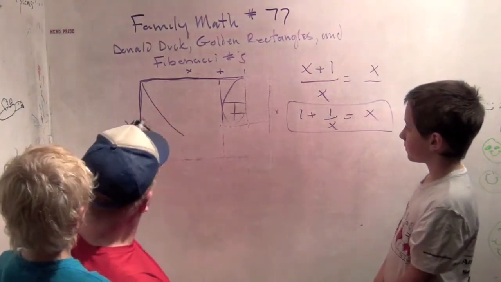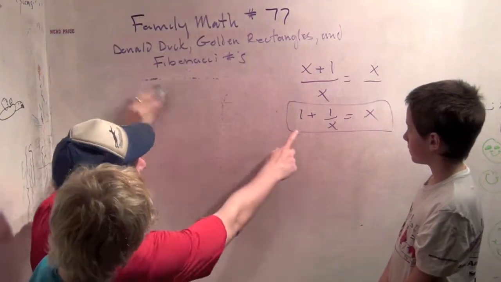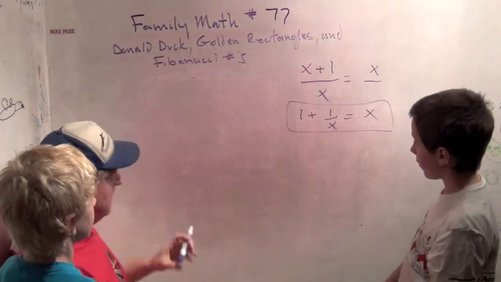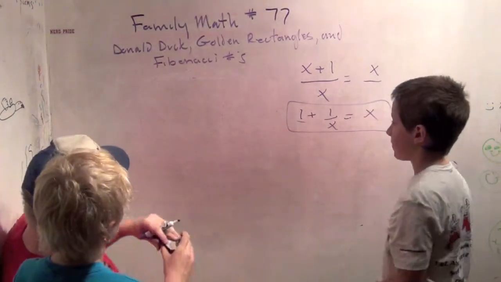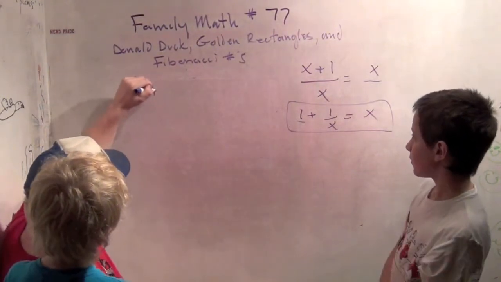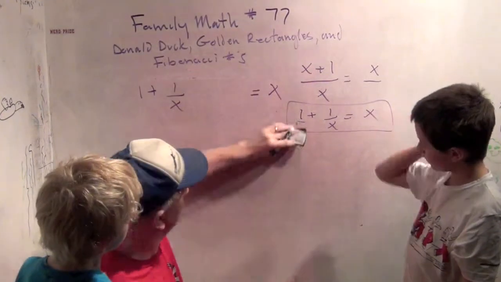So let's look at this equation here. 1 plus 1 over x equals x. That seems like a pretty cool equation, right? Yeah. 1 is a Fibonacci number. That's good. 1 plus 1 over x equals x.